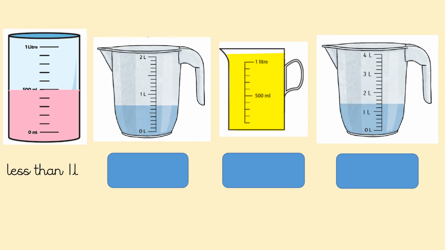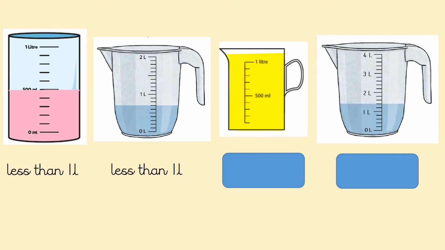Let's have a look at the second measuring jug now. I can see that it says 2L up the top. Now they're using a capital L for litre. So the capacity of this jug, the most it can hold, is 2 litres. Around the middle of the jug I can see 1 litre, and I'm trying to figure out, is the water more than 1 litre or less than 1 litre? Well, the water line hasn't reached the 1 litre line, so I think this is less than 1 litre. So both of these first two jugs show less than 1 litre, but they look quite different.